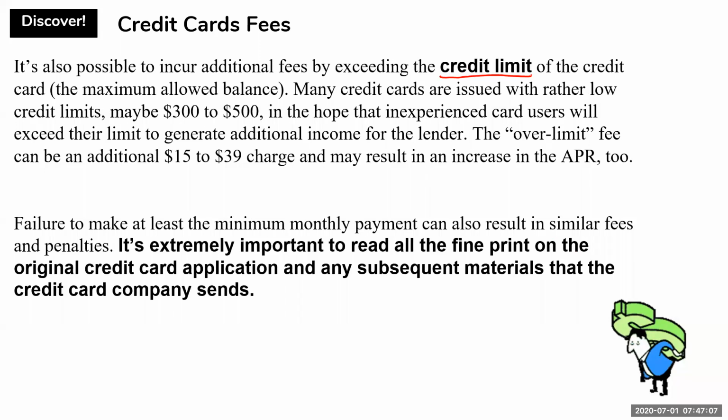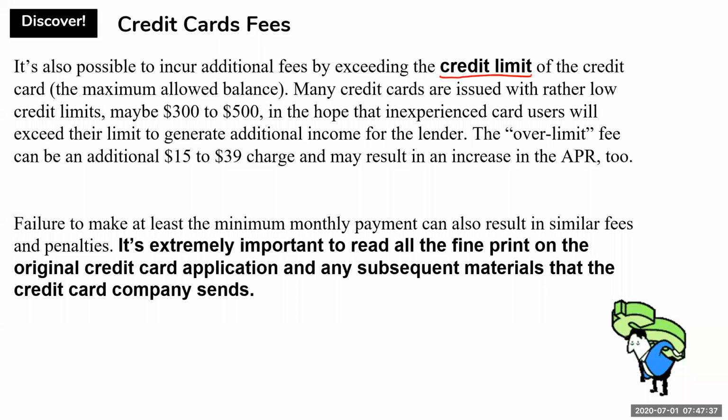Credit limit fees. Okay. Now, every credit card has a limit. So assuming your limit is, say, $500, and you want to buy an item that is worth $600. In most cases, some credit card companies will let it slide. They will let the transaction go through, and you'll be hit with an over the limit fee. Okay, we are going to look at typical instances like that.